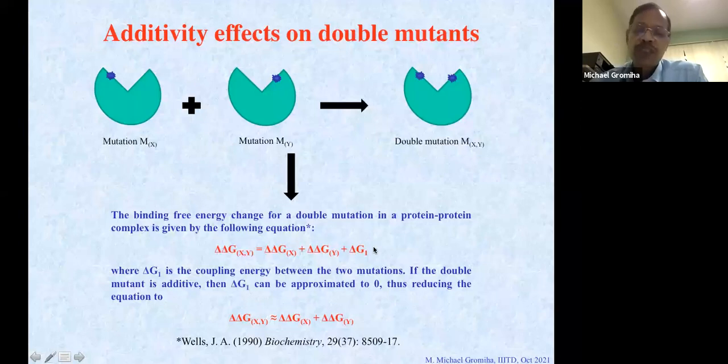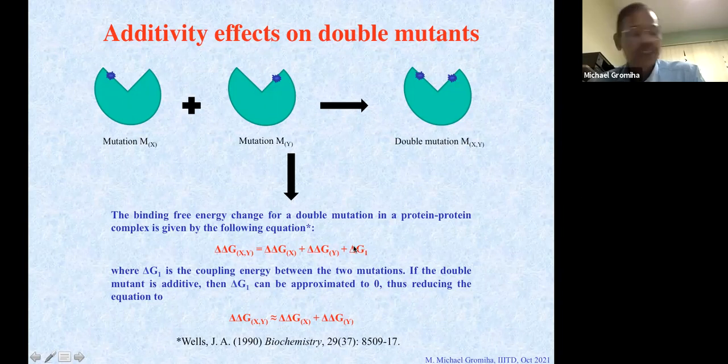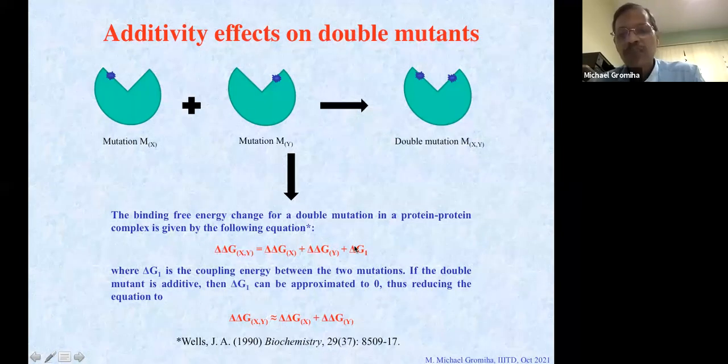And how to define this coupling term? That's a problem. So we have various options. Either we can use a specific energy cutoff, for example, 0.5 or 1 kilocalorie per mole, or you can use a deviation, say 10%, 20% and so on. So we did that.